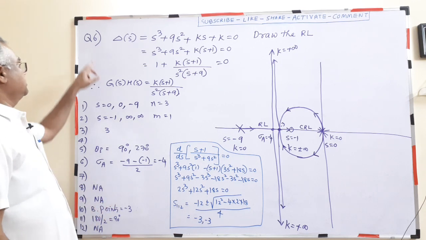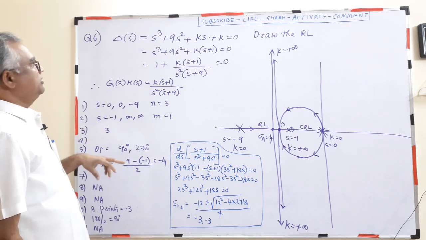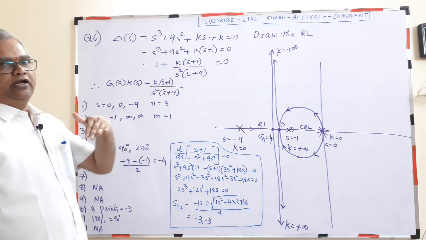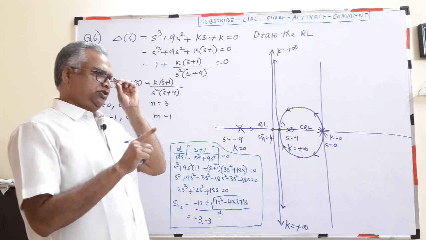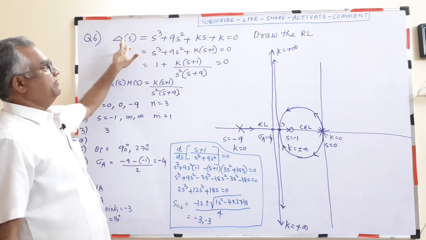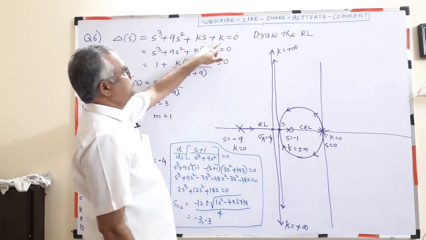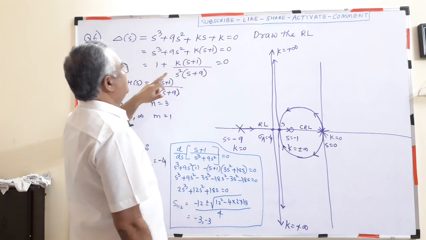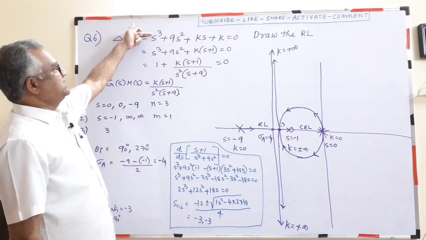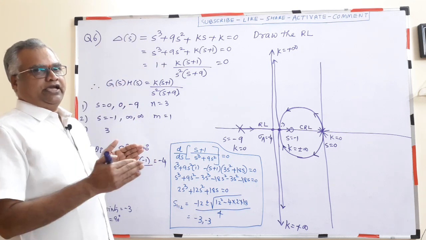This is problem number 6 in root locus. Why I am solving this problem is that what is given is delta of s. Till now in all the problems G(s) and H(s) were given, but in this problem delta of s is given: s cube plus 9s square plus ks plus k equal to 0. Draw the root locus. So whenever a polynomial is given, you change it into P(s) plus k times Q(s) format.